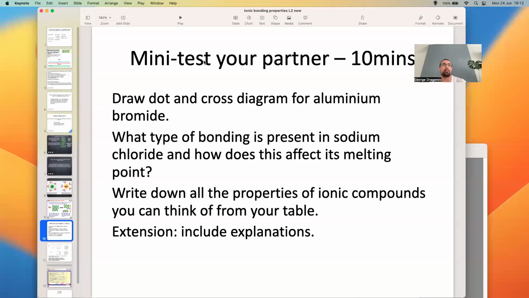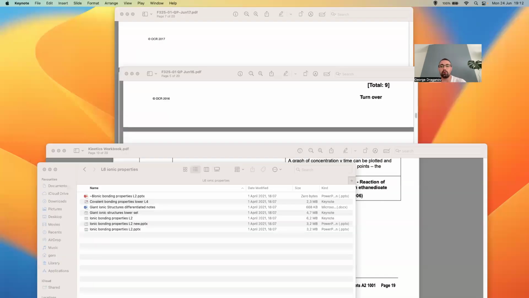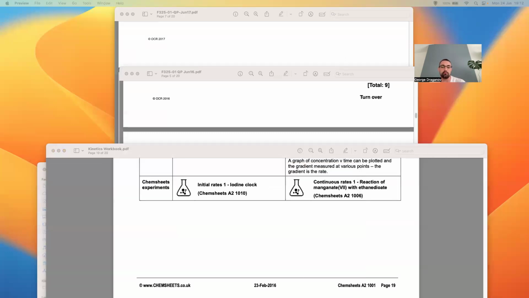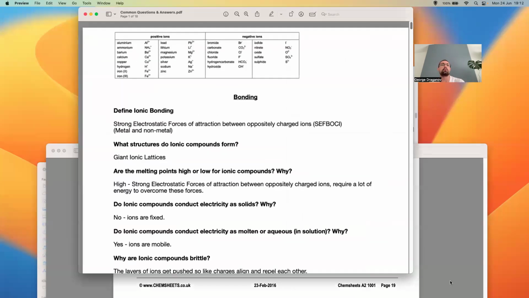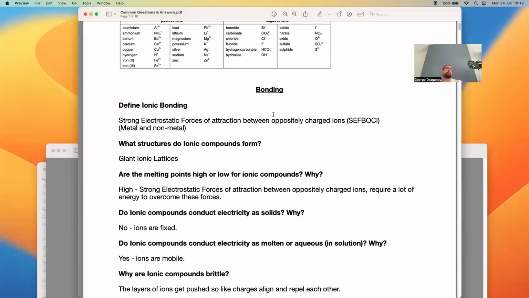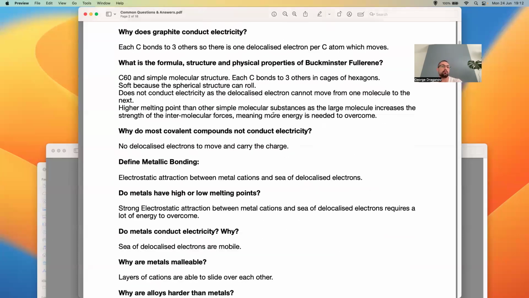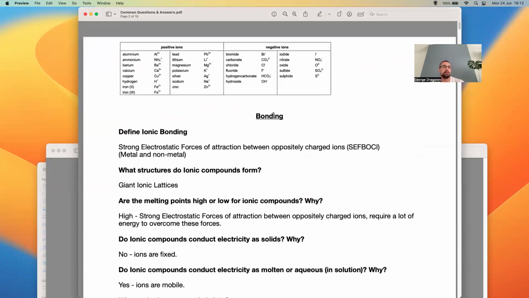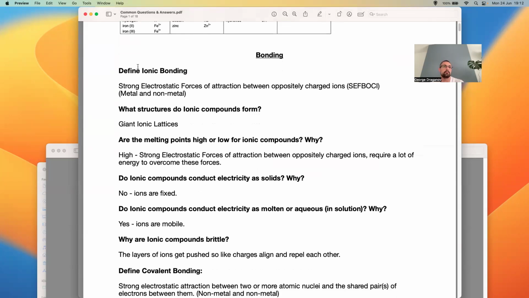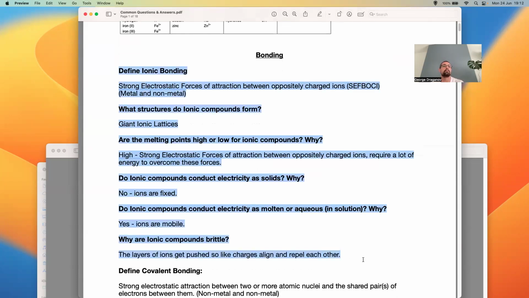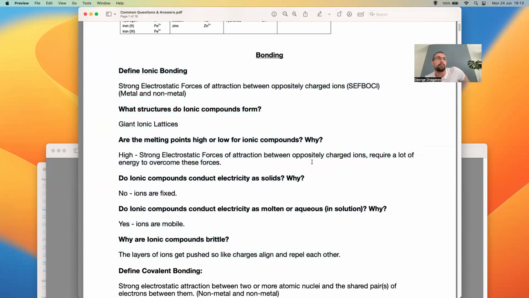So that's all the properties done. To show you a summary of what we just did in my common questions and answers booklet, this booklet will be attached and everything you have to know on the whole of bonding is done over 2 pages. Today's lesson, we've learned this part. So not covalent, but all the way up to ionic. And all the key answers are here. And that's where you'll find exactly what you have to say in the case of an exam.